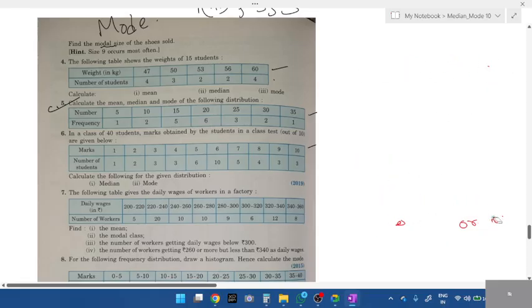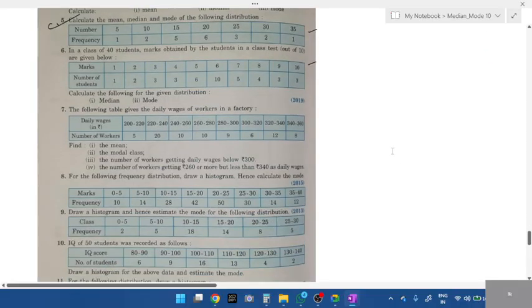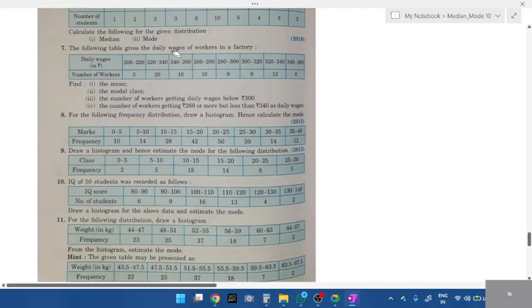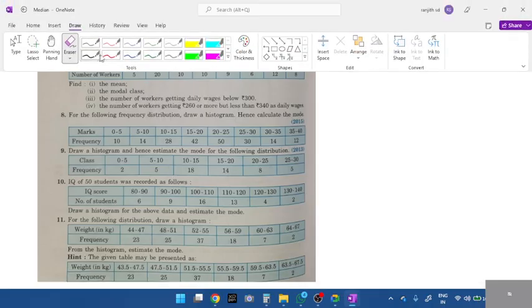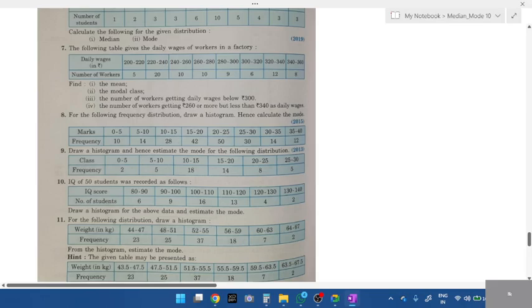Okay, next question. Look at the seventh one, all of you. Seventh question. The following table. Have they asked us to draw any graph here? Is graph asked? No, graph is not required. Without graph, let us solve. It is given in a continuous value, students. What is the continuous value we have?